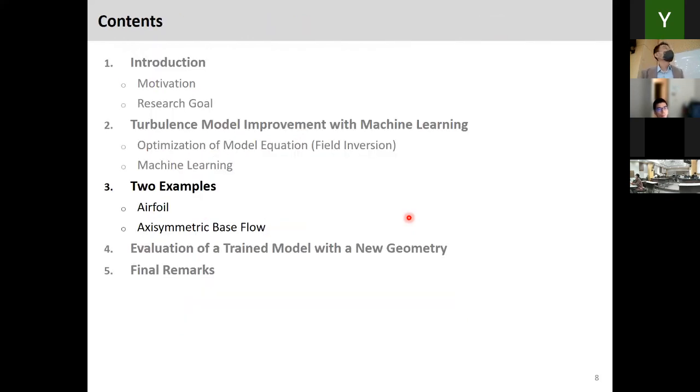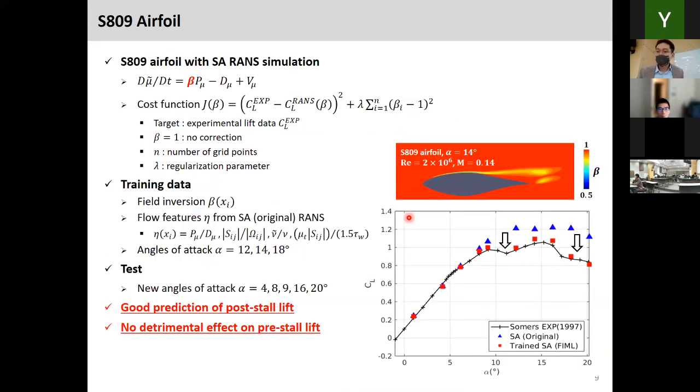So here I have two examples. One is a simple airfoil case, and the other one is an axisymmetric base flow. The airfoil case is quite a standard tutorial case that was also used by the Karthik Duraisamy group from the University of Michigan. This airfoil is the S809 airfoil, and it looks like this. It's quite a thick airfoil, and it has separation even at a small angle, like 10 degrees.